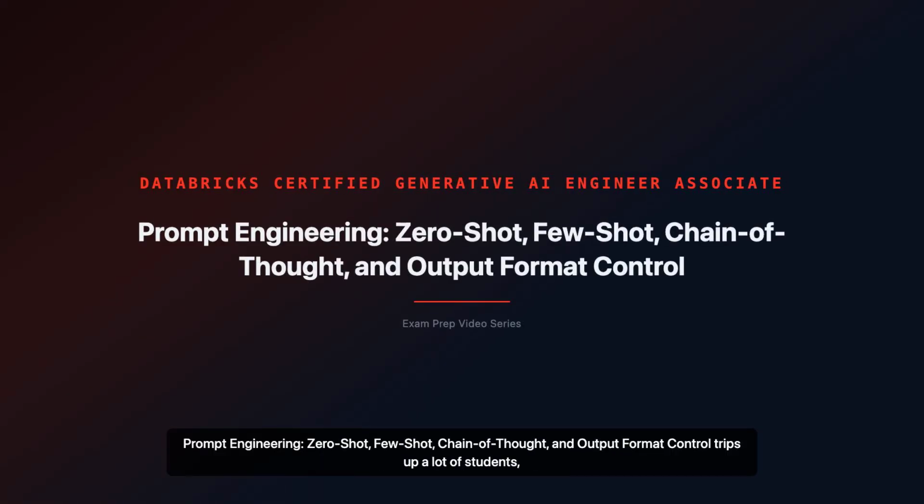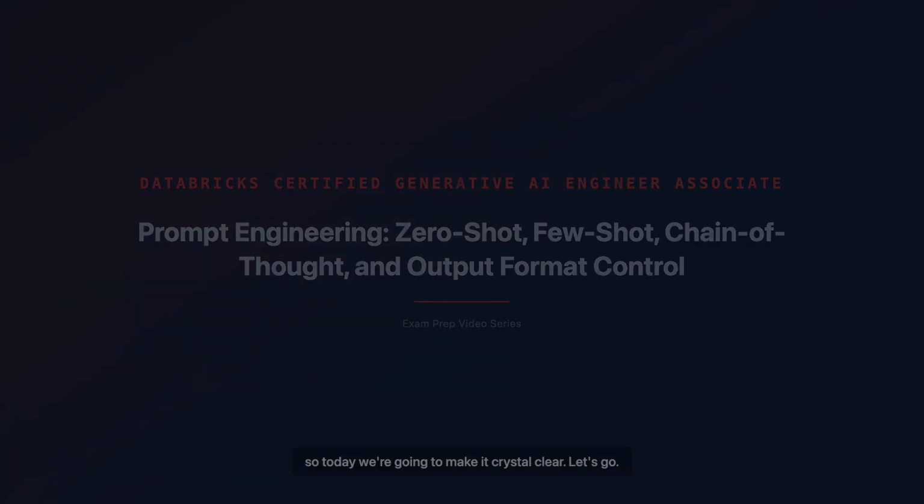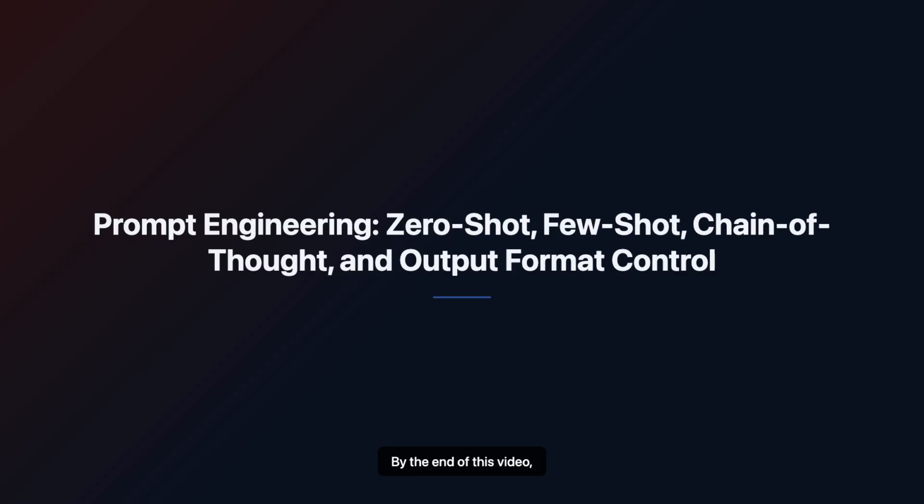Prompt engineering, zero shot, few shot, chain of thought, and output format control trips up a lot of students, so today we're going to make it crystal clear. Let's go! By the end of this video, you'll know how to diagnose a misbehaving prompt and reach for the right fix: zero shot, few shot, chain of thought, or a hard JSON schema at the API boundary.